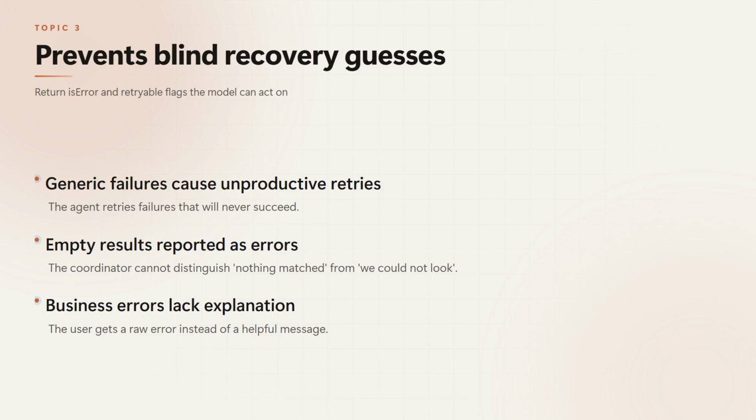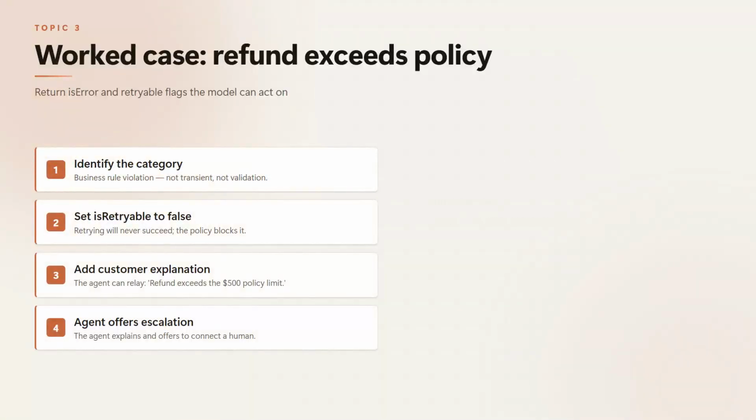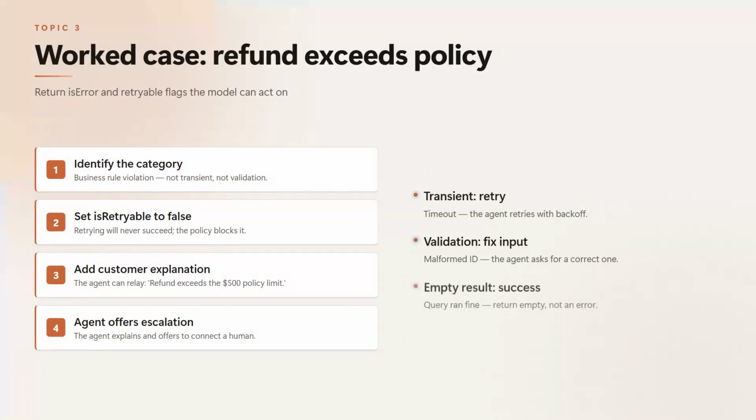And business errors without a customer-friendly explanation leave the user confused. The cost is wasted compute, slower responses, and a brittle system that breaks under load. Let's work the refund case. The refund exceeds the policy limit, that is a business error. You set isRetryable to false because no amount of retrying will change the policy. You also include a customer-friendly explanation: refund exceeds the $500 policy limit. The agent can then relay that to the user and offer escalation.